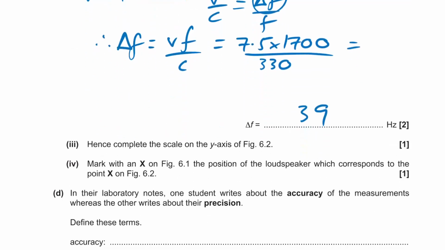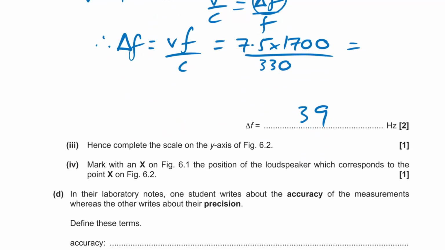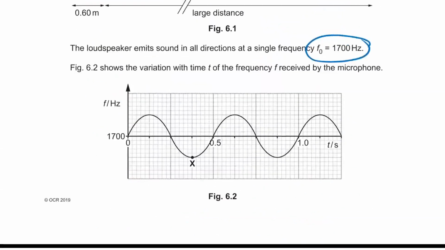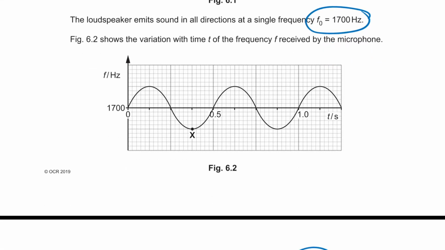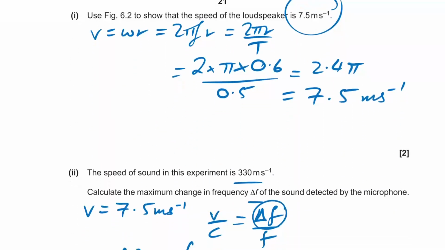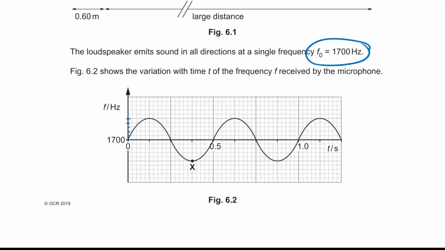Hence complete the scale on the y-axis of figure 6.2. So it's going from 1700, how many squares are we going up? 1, 2, 3, 4, 5. And we know that has to be 39, but of course we're just going to say that's 40, aren't we? So that's 1740. And let's go down here as well, 1660.